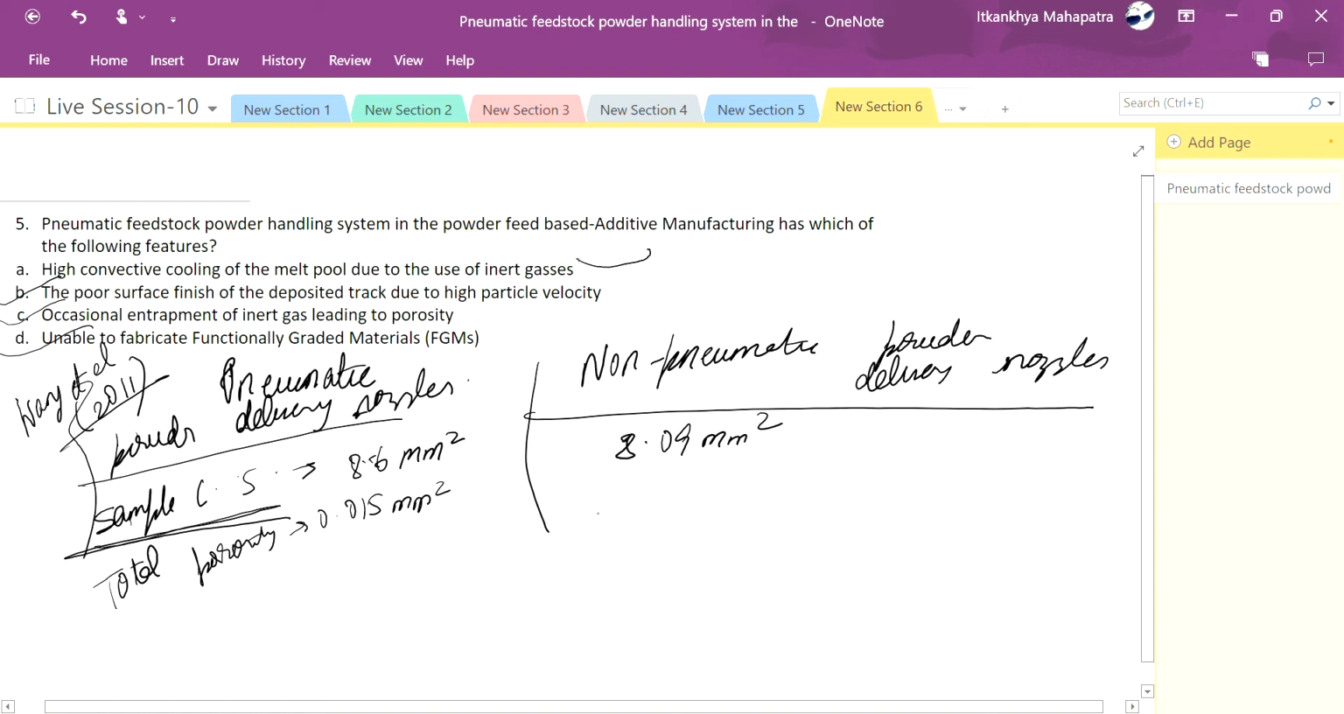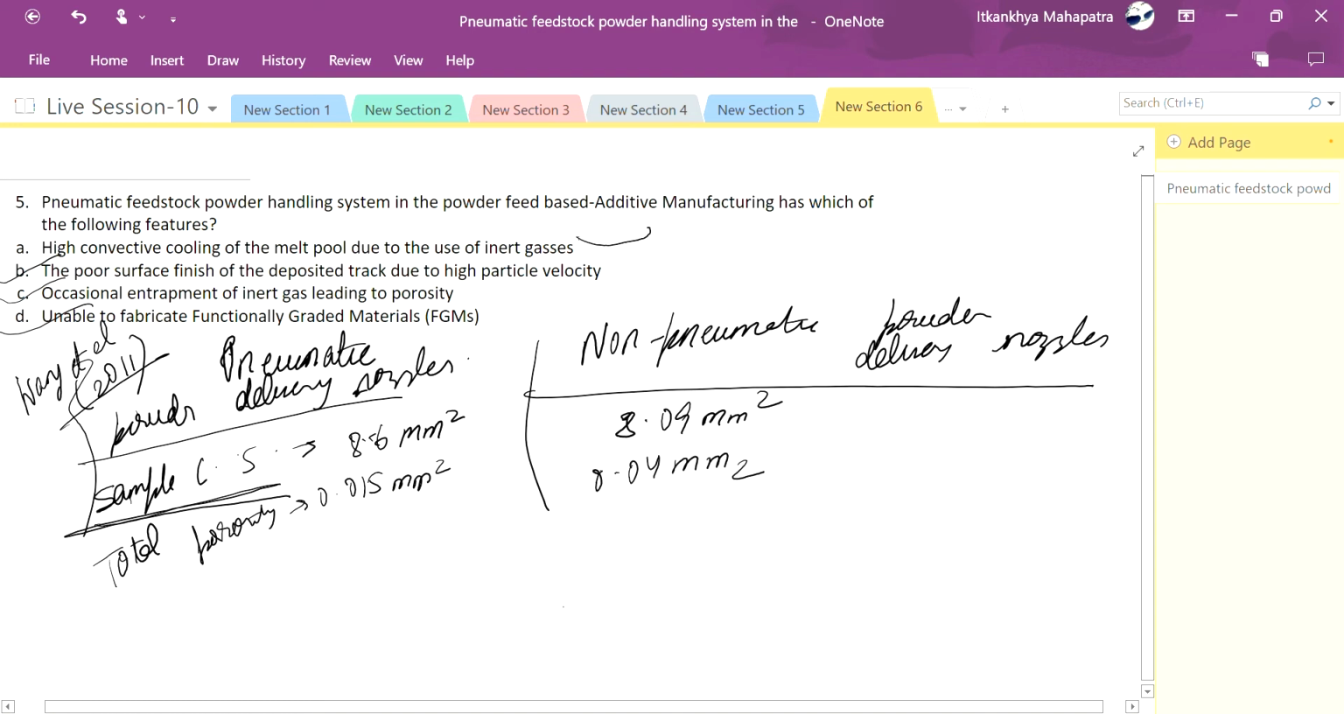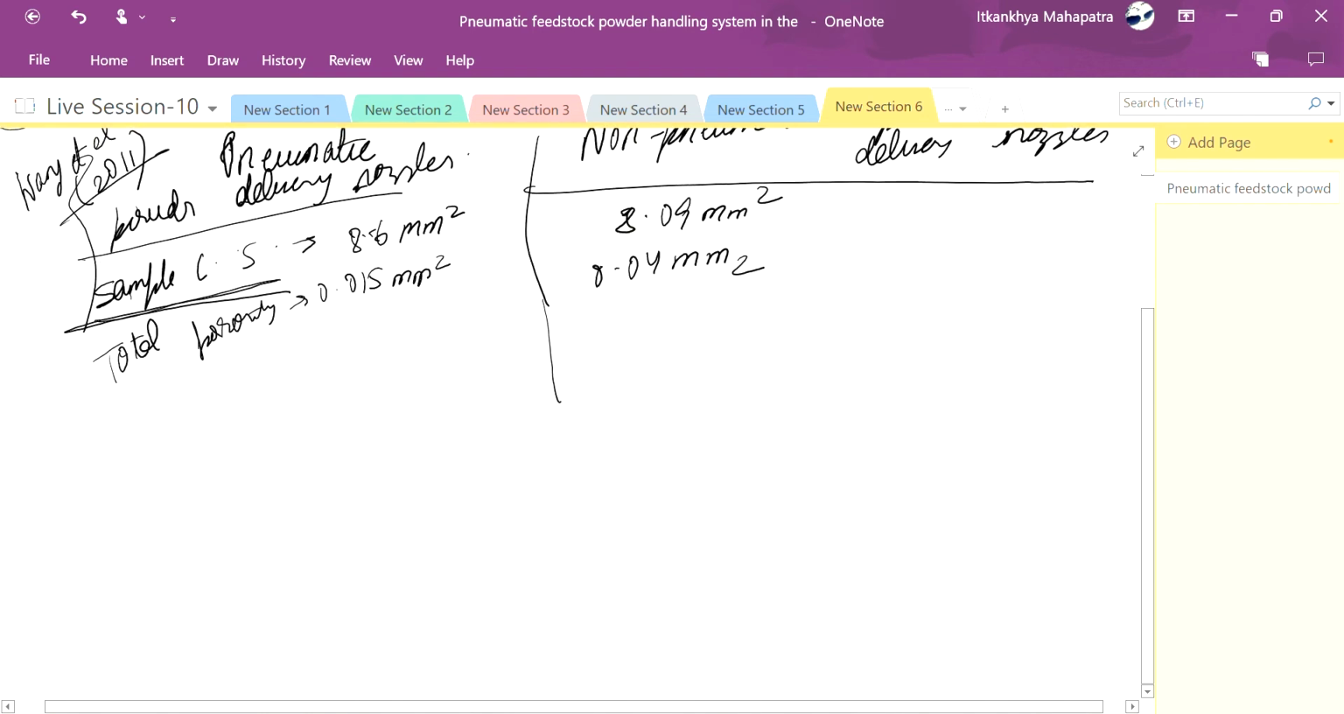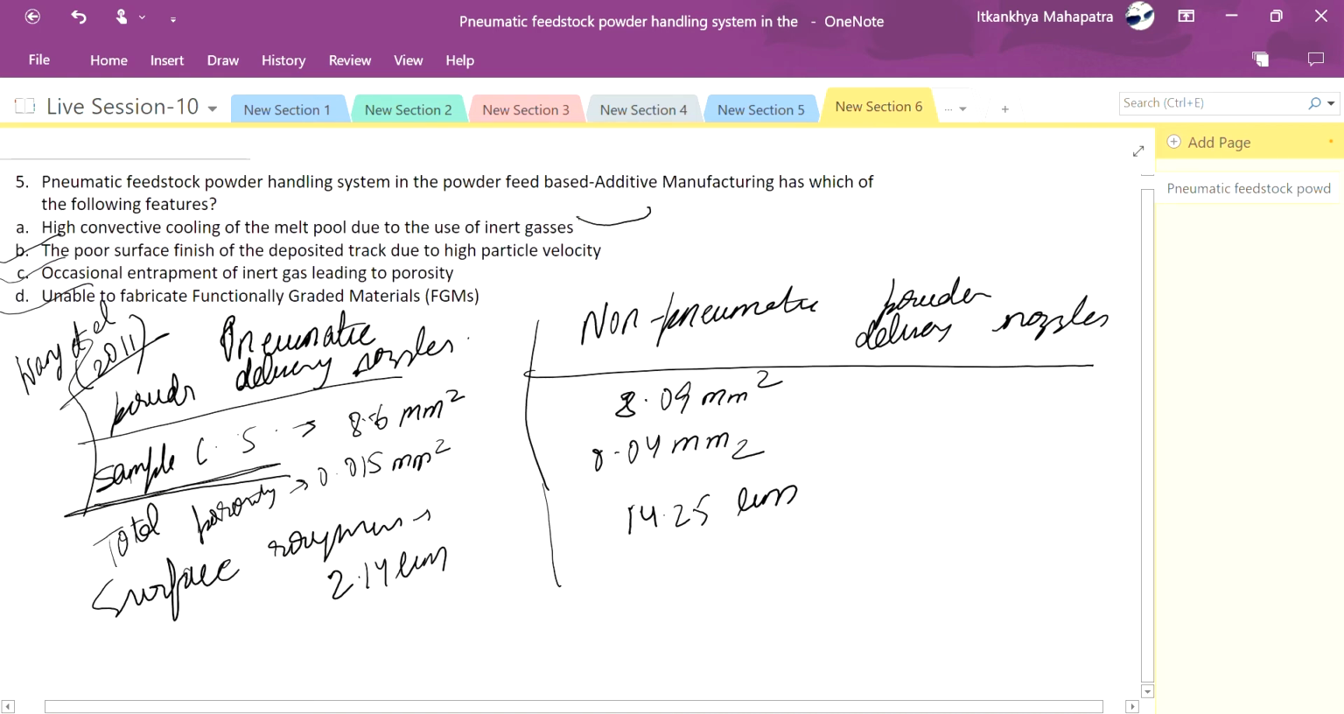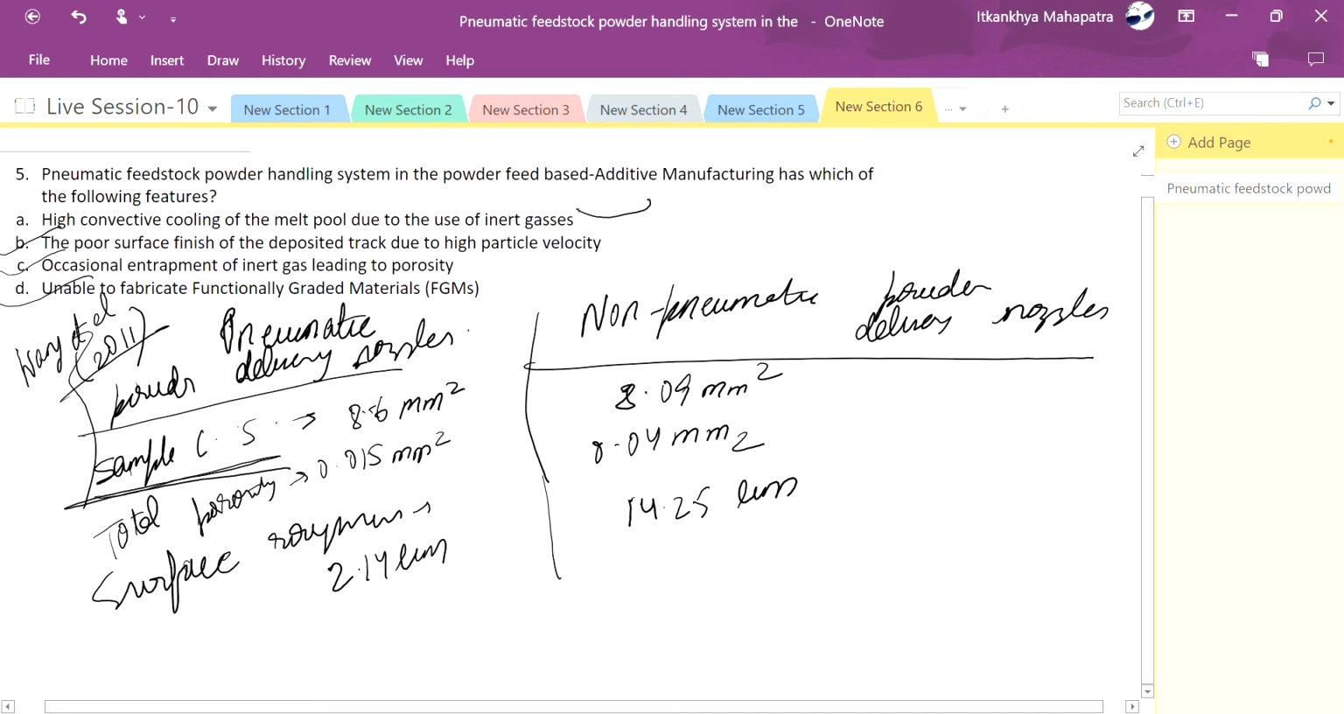0.015 millimeters square, 0.04 millimeters square, and surface roughness is 2.14 micrometer and here it is 14.25 micrometer. So you are seeing a great value of surface roughness in non-pneumatic powder delivery nozzles. Now this pneumatic powder delivery nozzle is also known as gas assisted nozzles.